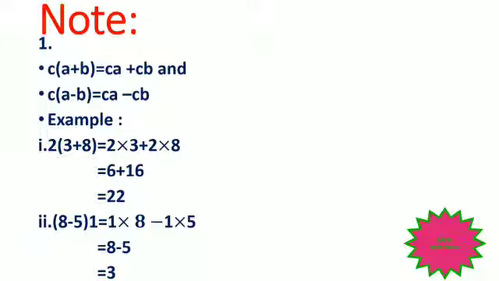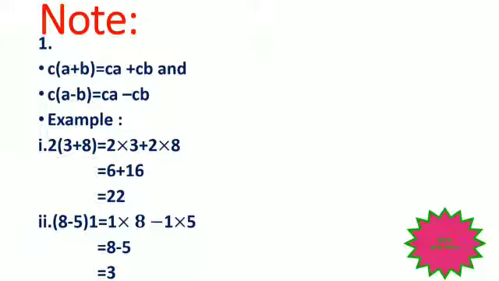That is 2 into 3 plus 8 is equals to 2 into 3 plus 2 into 8, assuming the value of C 2, A 3 and B 8. When we further solve it, we will get 6 plus 16, which is equal to 22.